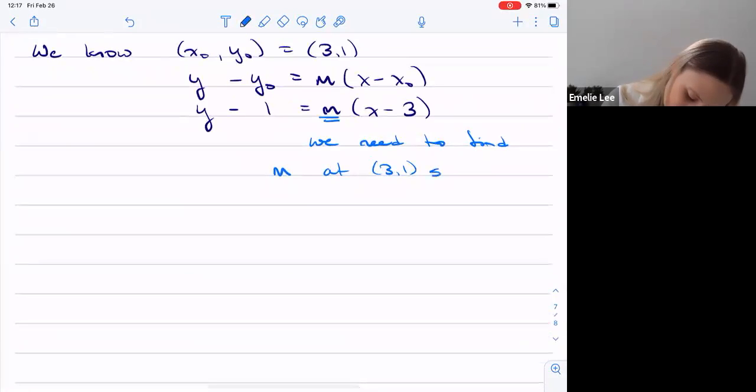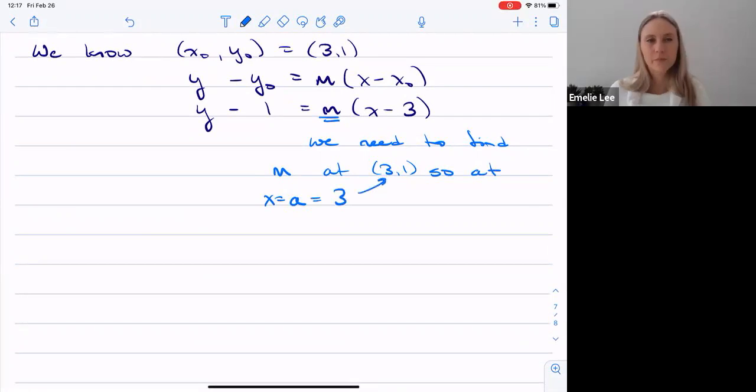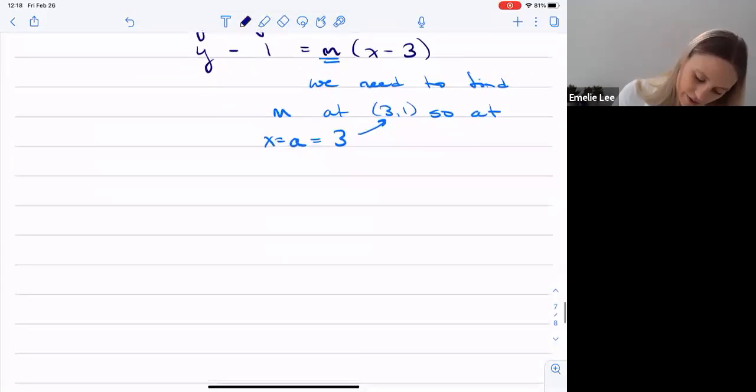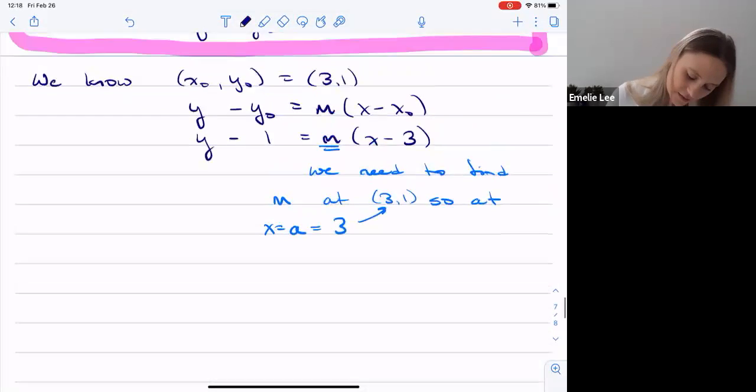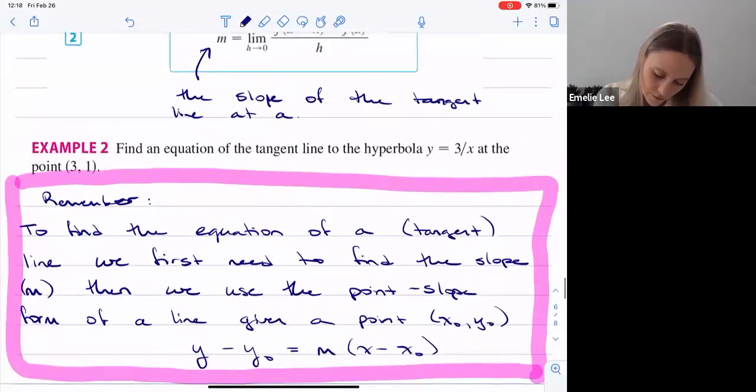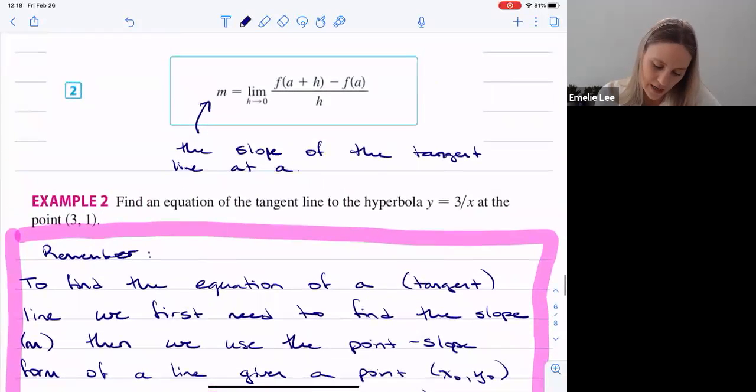At (3, 1), so at x equals a equals 3 from here. Just want to show you all the linkages. Okay, so we can use that formula or the definition that we had earlier. Let's see here. 3 over x is our function, and we need to use this limit to find the slope at a, which happens to be 3 in this case.